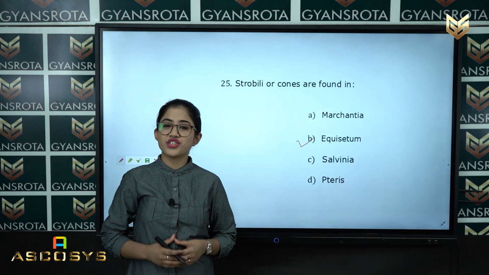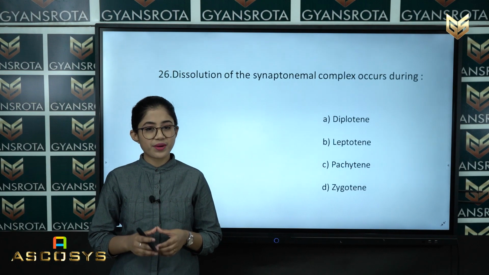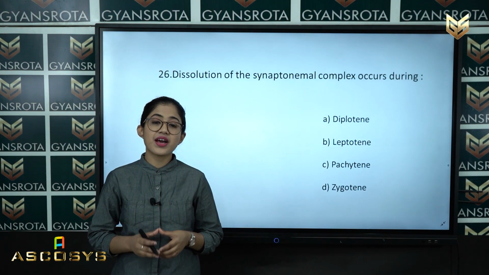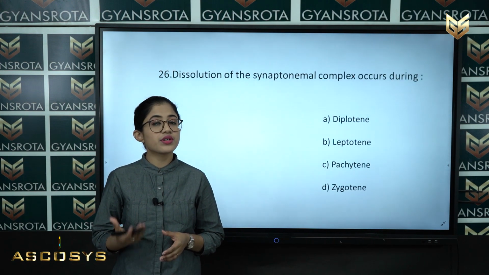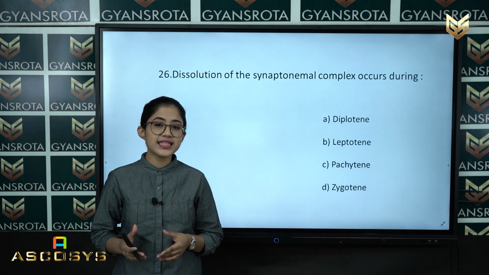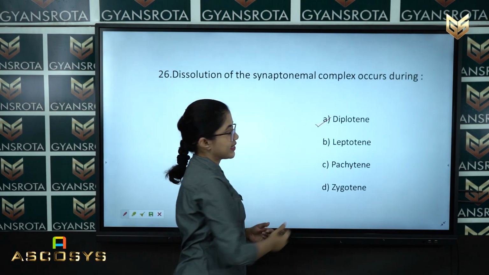So Equisetum is the correct answer. Now let's see the next question, question number 26. Dissolution of the synaptonemal complex occurs during option A, diplotene, option B, leptotene, option C, pachytene, and option D, zygotene. From the chapter cell cycle and cell division, we have discussed that the dissolution of the synaptonemal complex occurs during which stage of prophase 1? That is diplotene. So option A, diplotene, is the correct answer.